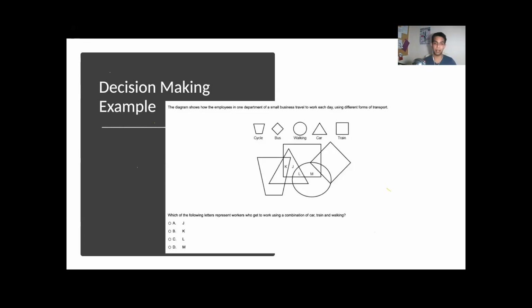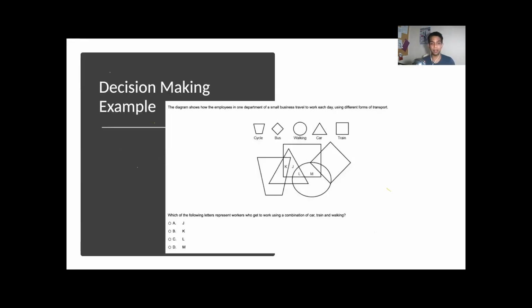On the diagram, I can see that there are different shapes, each representing a specific mode of transport. The ones that I need to be aware of are car, train, and walking, and they are represented by the triangle, square, and circle respectively. On the diagram, I would look for where the triangle, square, and circle are and find that the letter which is in the overlap of all of them is the letter L. So the answer for that would be L.